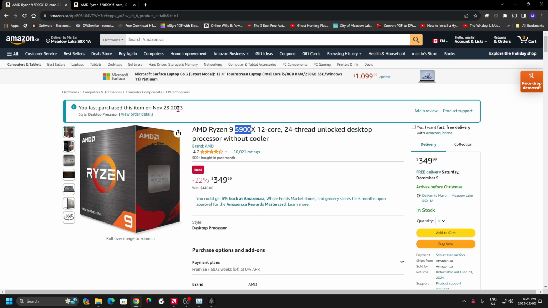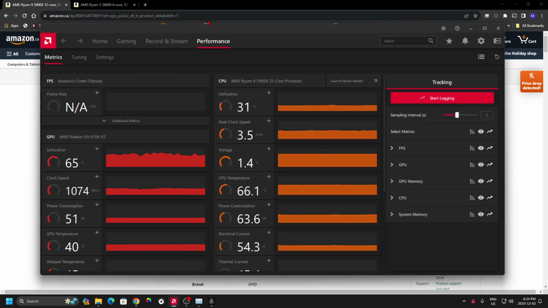So, long story short, for Black Friday we had a good deal, 350 Canadian, so I decided to buy it. Look at that, boys. I install it. It's right here.